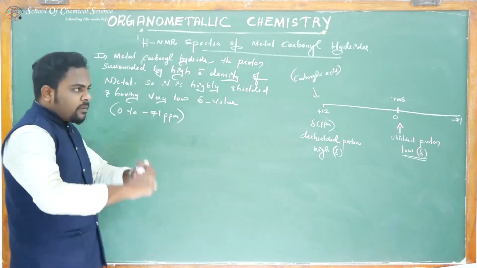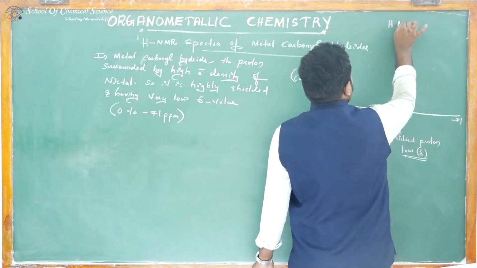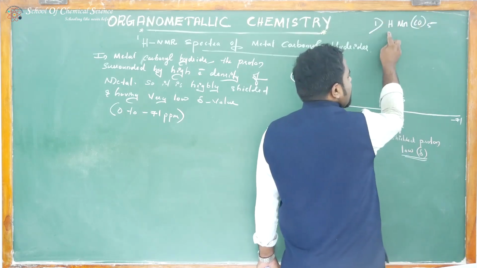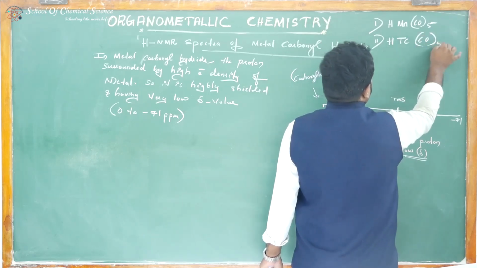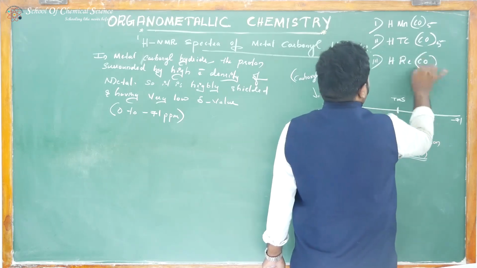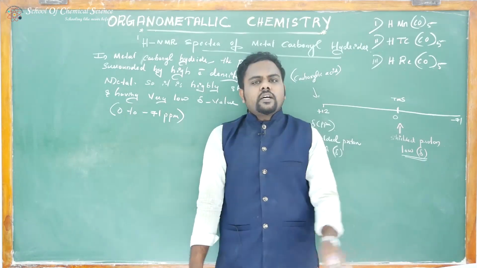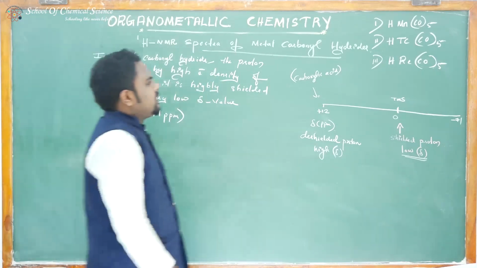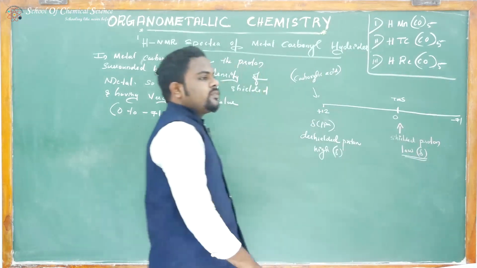Because in metal carbonyl hydride, for example, HMn(CO)5, here a proton is there. Then HTc(CO)5 or HRe(CO)5. My question: what is the H1 NMR chemical shift of those protons? In HMn(CO)5 there is a proton, in HTc(CO)5 a proton is there, in HRe(CO)5 there is a proton. What is the chemical shift of that proton?